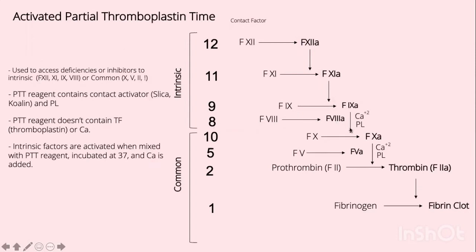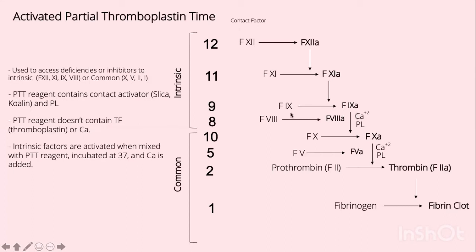Again, before we start factor 10 in the common pathway, we need calcium. But here we have a problem: it is not present in the partial thromboplastin reagent, so we will need to add it later. This is what happens inside the body. Let's simulate it outside. The partial thromboplastin reagent will contain the contact activator, which is the contact factor, and the cascade will start, but it will stop at this station because the reagent does not contain calcium.